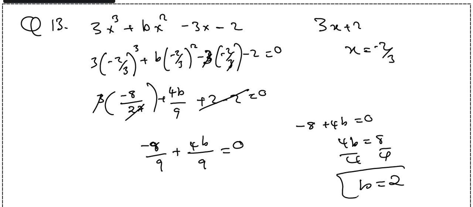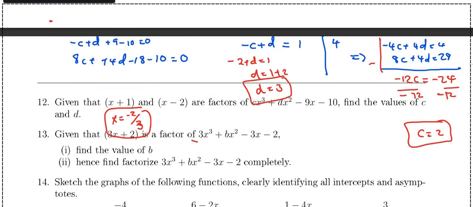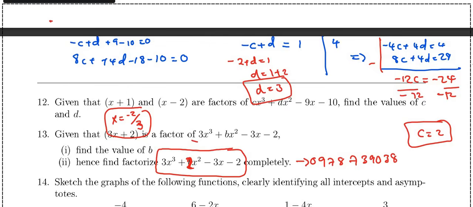Now, once you get your b to be 2, they're saying factorize this guy completely. So use synthetic division, the same thing that we've been doing. So I'll leave this to you. If you have doubts, you can just show me your working, then I'll be able to guide. But this is similar to the other principles.